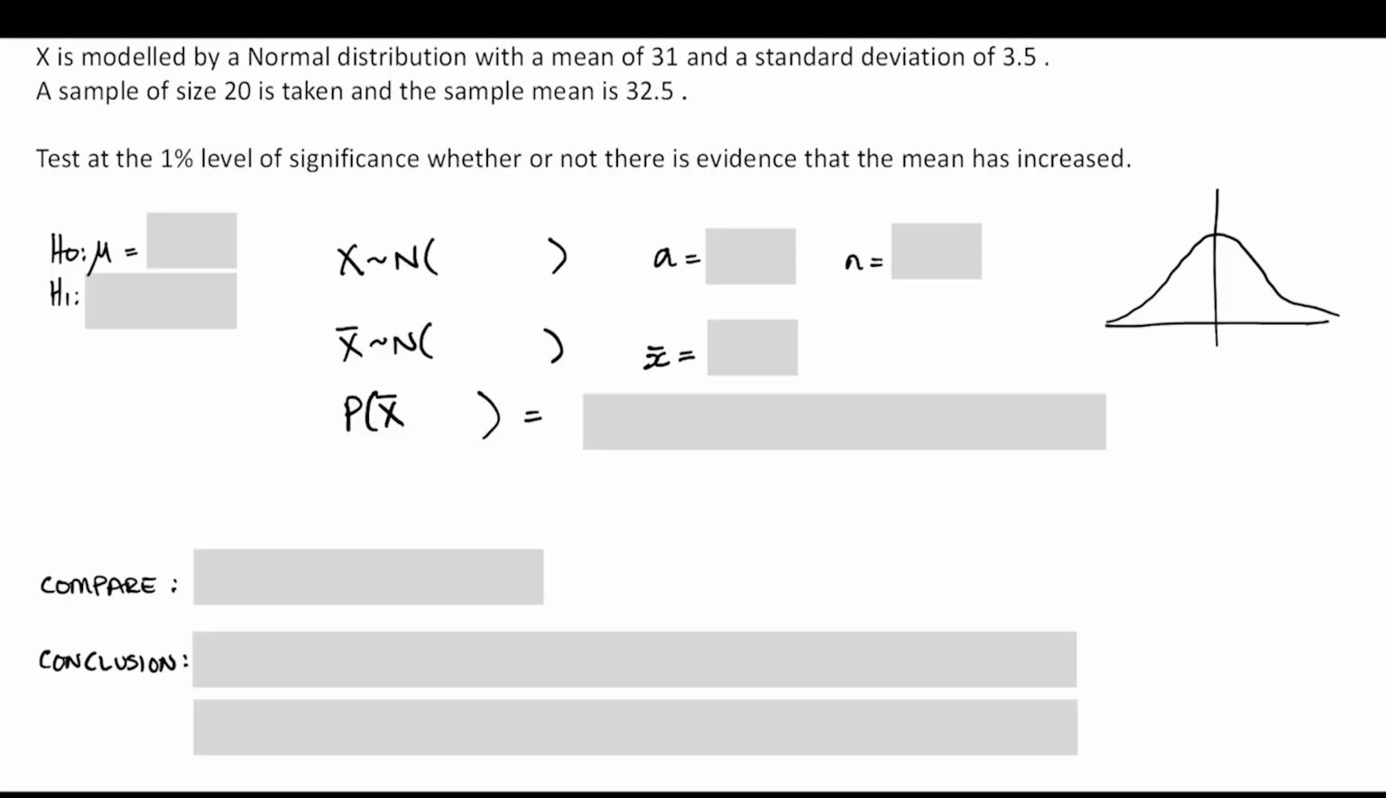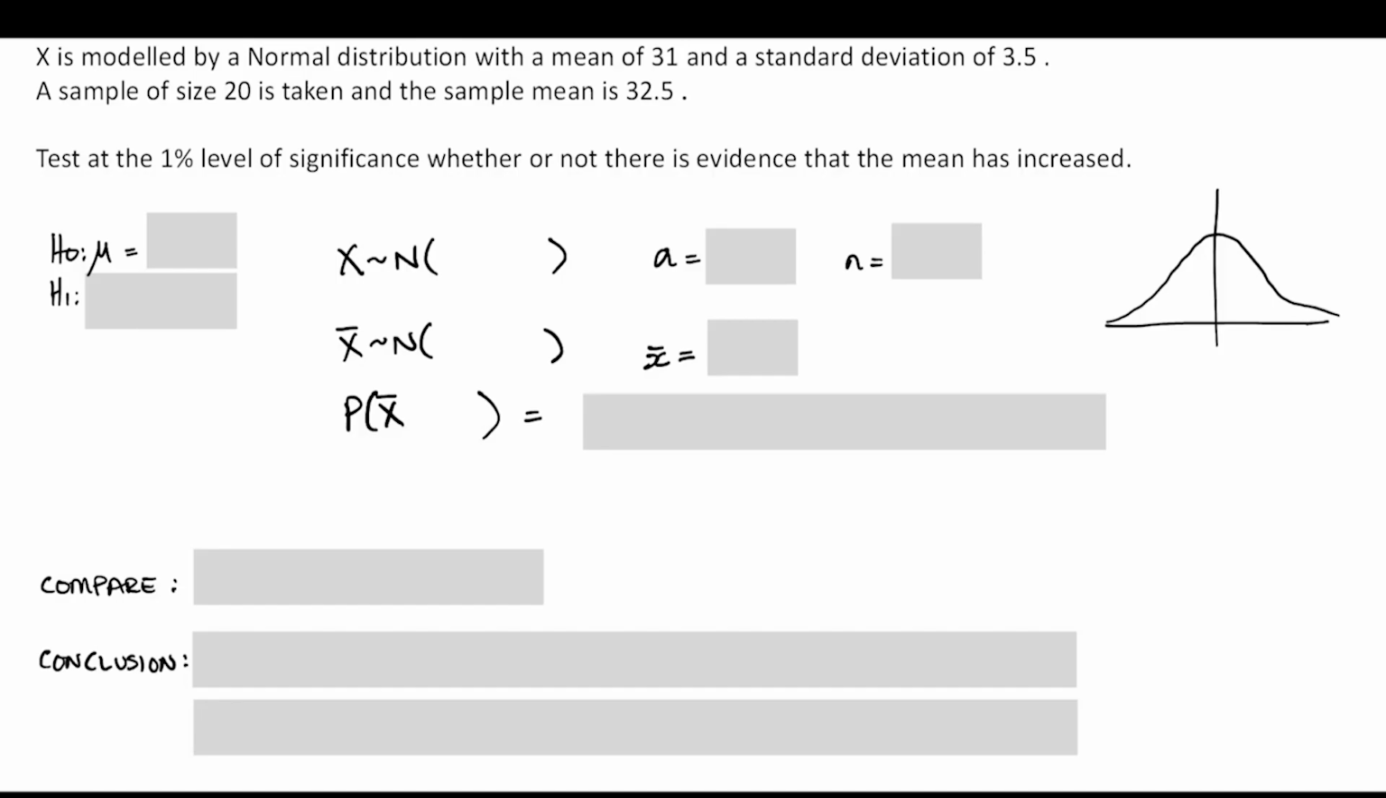So in this question, we're told that x is modeled by a normal distribution with a mean of 31 and a standard deviation of 3.5. A sample of size 20 is taken and the sample mean is 32.5. We're asked to test at a 1% level of significance whether or not there's evidence that the mean has increased. So in these three sentences, we've been given all the information that we need to conduct this hypothesis test.